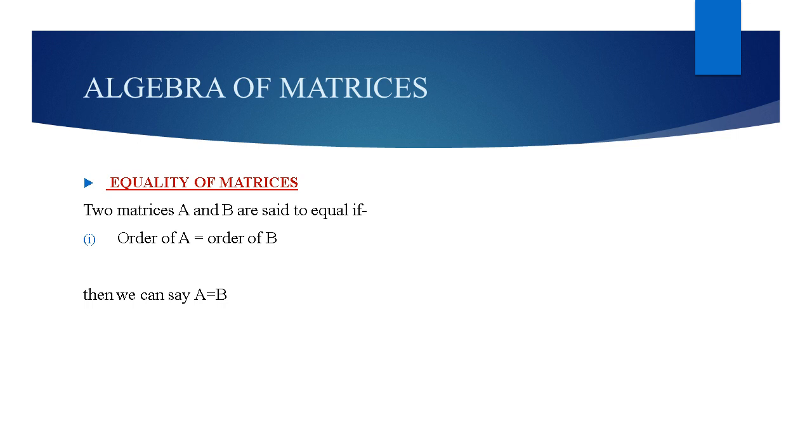The first topic is equality of matrices. Two matrices A and B are said to be equal if the first condition is that the order of A is equal to the order of B. That means if you have to check whether two matrices are equal, they should have the same order. The next condition is that corresponding elements are the same. That is, if aij is equal to bij, the first element should be equal to the first element of the second matrix, the second element should be equal to the second element, and in this way. Then we can say the two matrices A and B are equal.